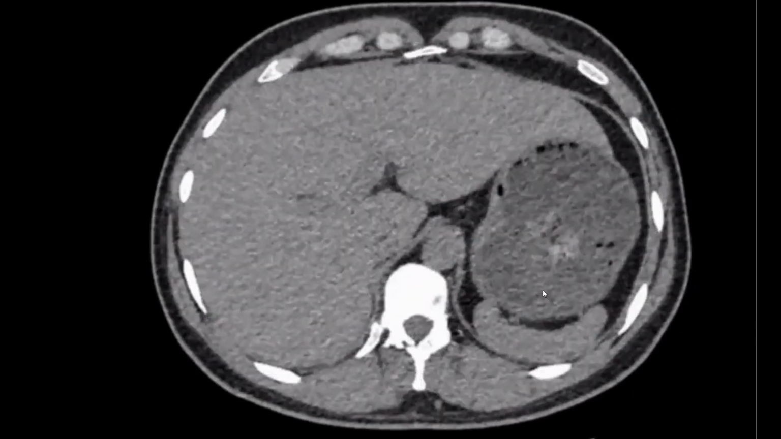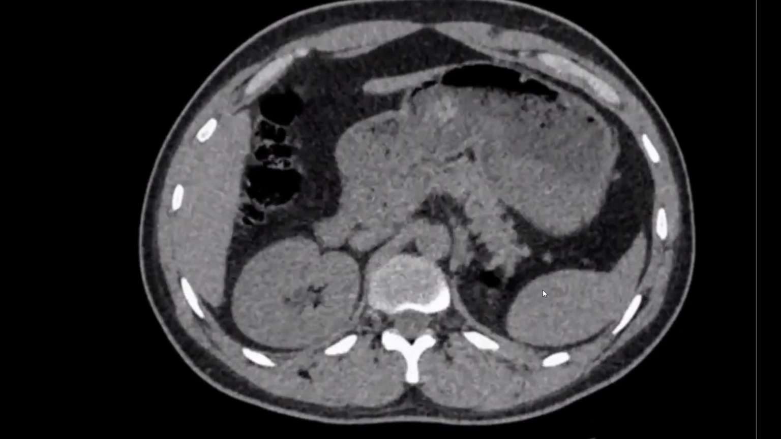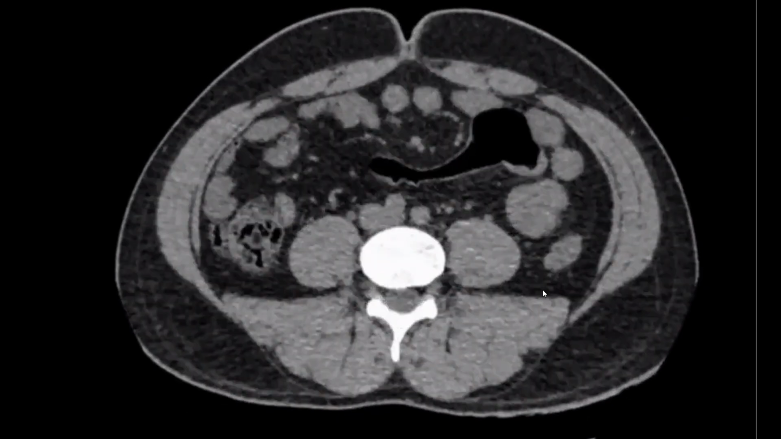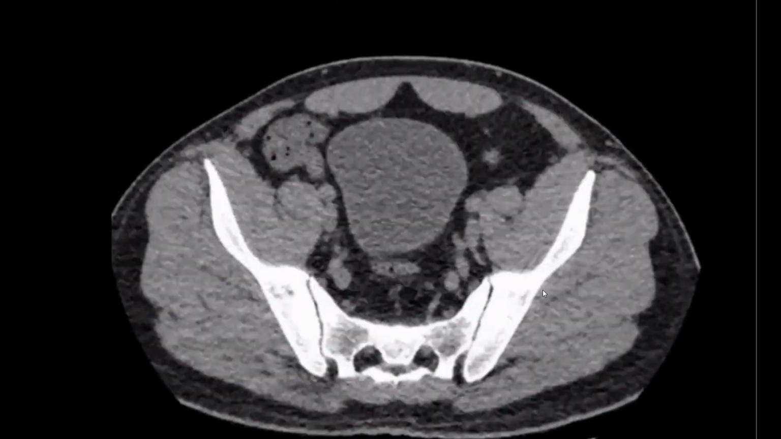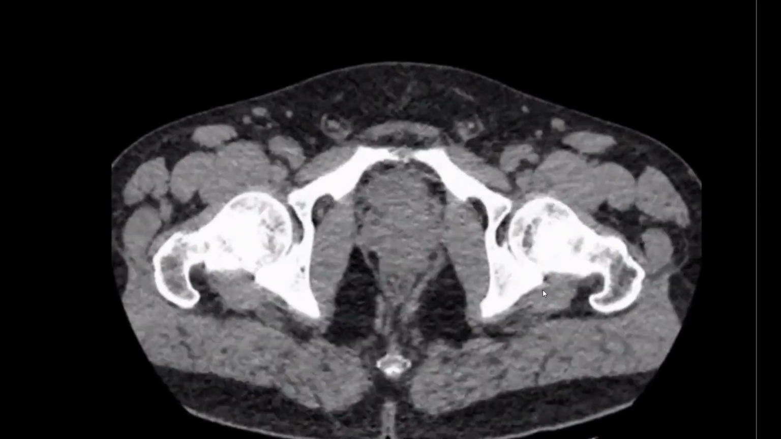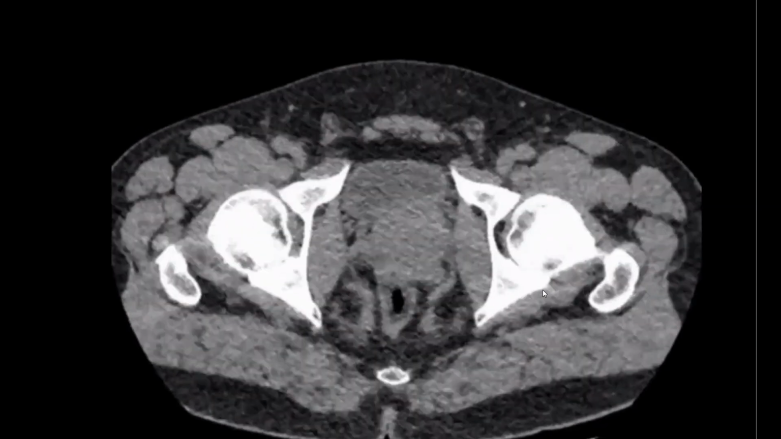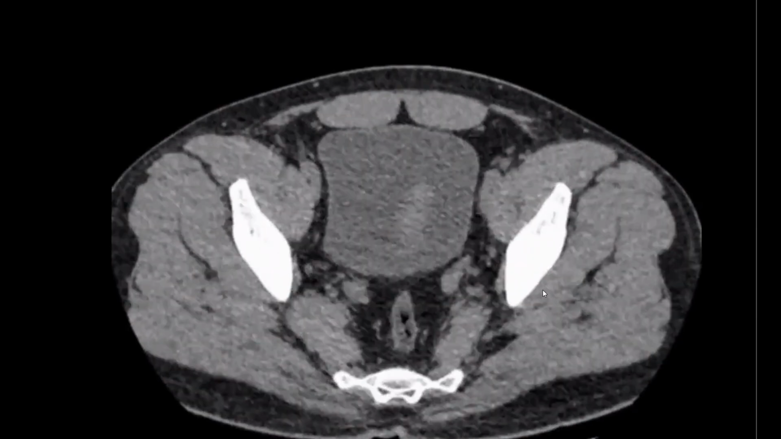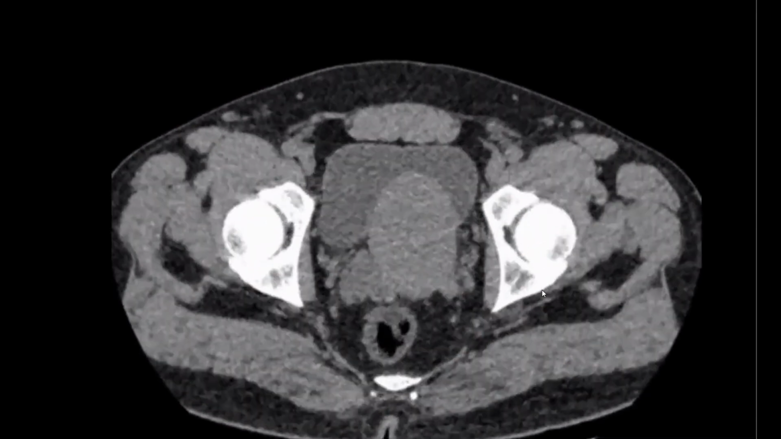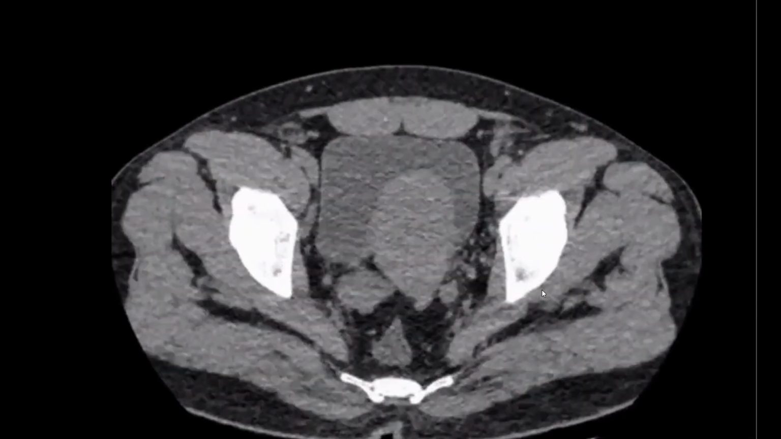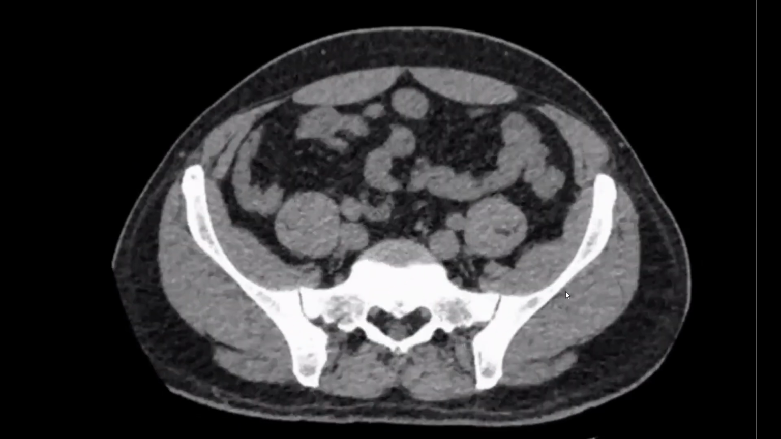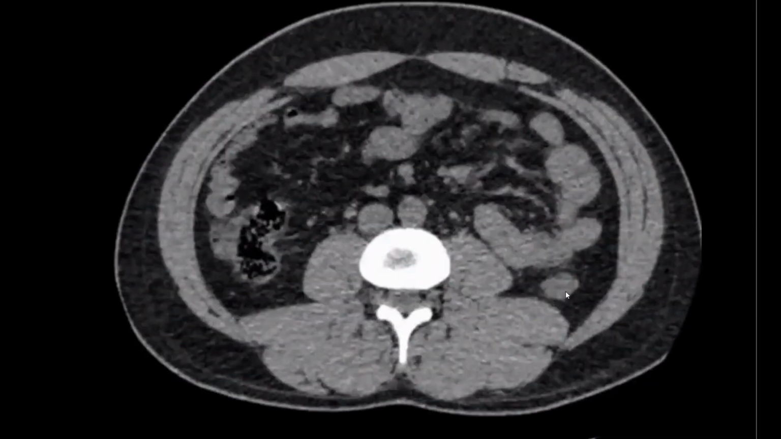On the unenhanced study, I can see that there is an absent left kidney. I do not see any gross pneumoperitoneum or pelvic ascites. I would like to know the history of the patient, if the patient has any known history of nephrectomy, from the clinical notes. The patient is complaining of dysuria. There is some soft tissue opacification seen in the right pelvis.